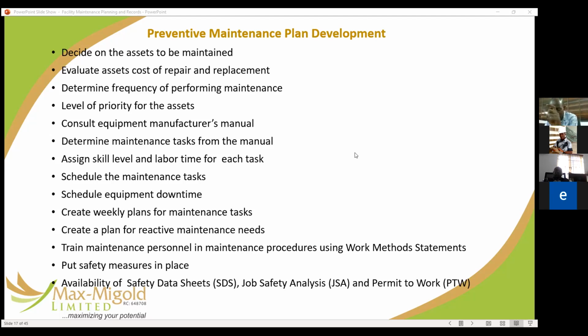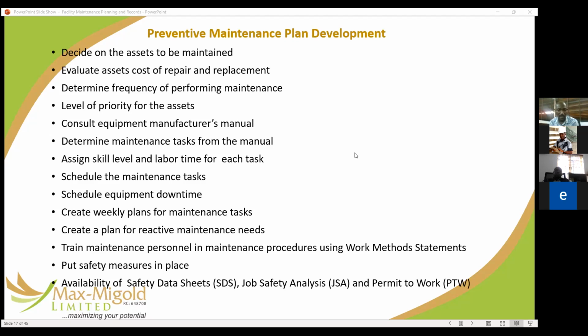And when you have decided the actual asset you want to maintain, you can now sit down and go through the operation manual of that equipment to draw up the maintenance plan. You need to evaluate the asset cost of repair and replacement. So you weigh between repair and replacement, then determine the frequency of performing the maintenance and the level of priority of the asset: how key is that asset to the company, to production, to daily work. Consult the equipment manufacturer manual, which I've earlier mentioned.